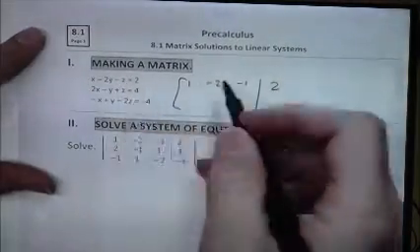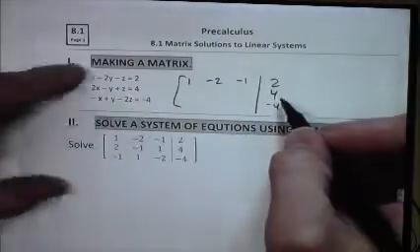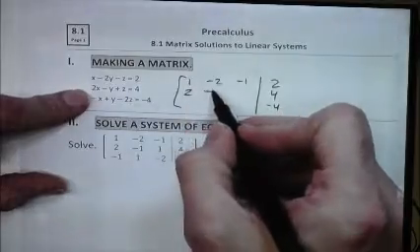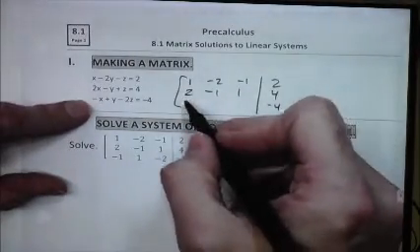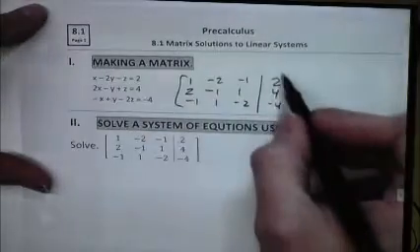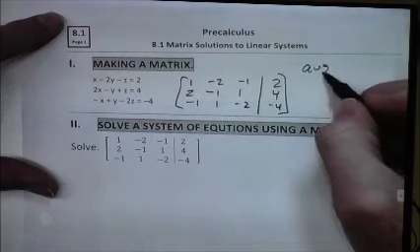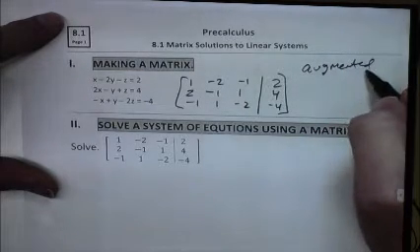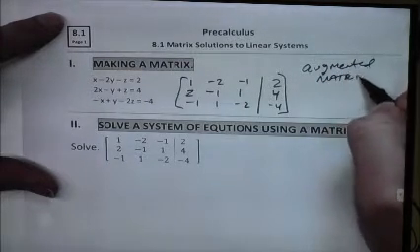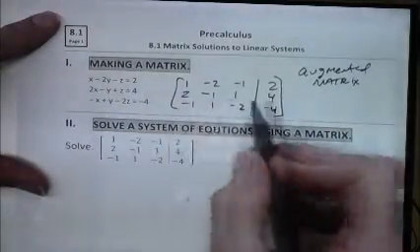The equal signs mean that you put the answers to them all here. And otherwise it's just the coefficients. Nothing more than just write out the coefficients. And then we will solve this. Oops, let's finish that. This is called an augmented matrix, when it has the answer part of the 3 equations.